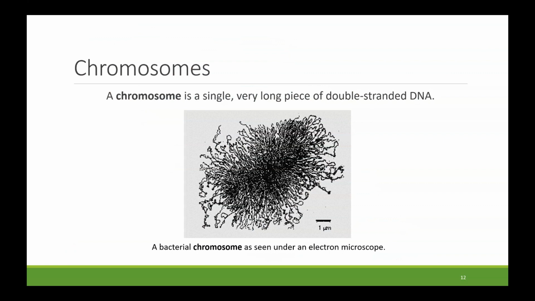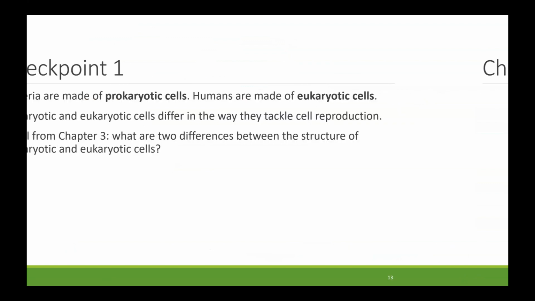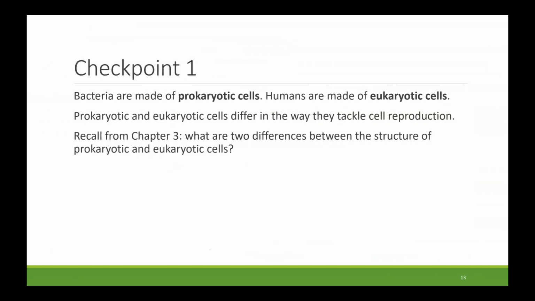Now, if you remember from Chapter 3, when we talked about the physical structure of cells, you may recall that bacteria belong to a category of cells known as prokaryotic cells. Humans, on the other hand, are made of eukaryotic cells. And this distinction is important for this chapter because prokaryotic and eukaryotic cells differ in the way that they tackle cell reproduction. So to refresh your memory, I want you to think back to Chapter 3. And in this checkpoint, tell me two differences between the structure of prokaryotic cells and eukaryotic cells.